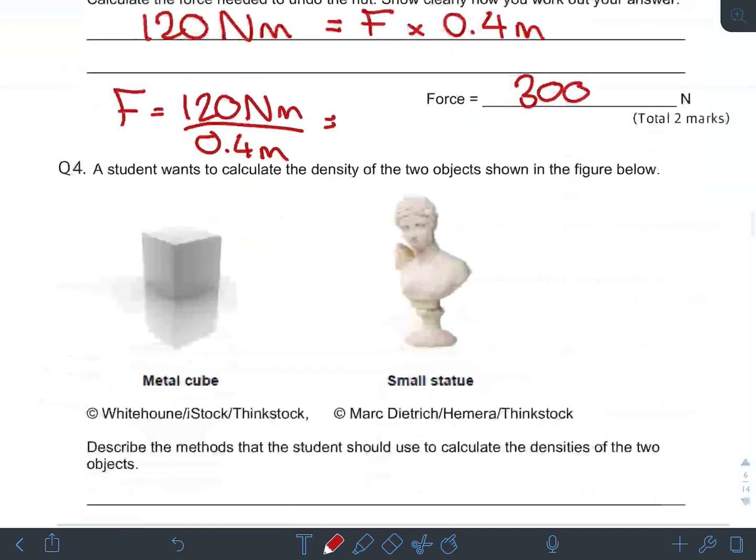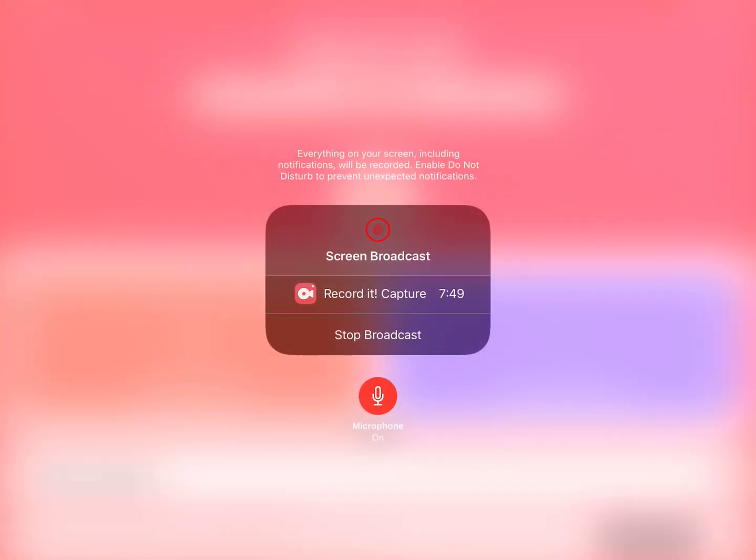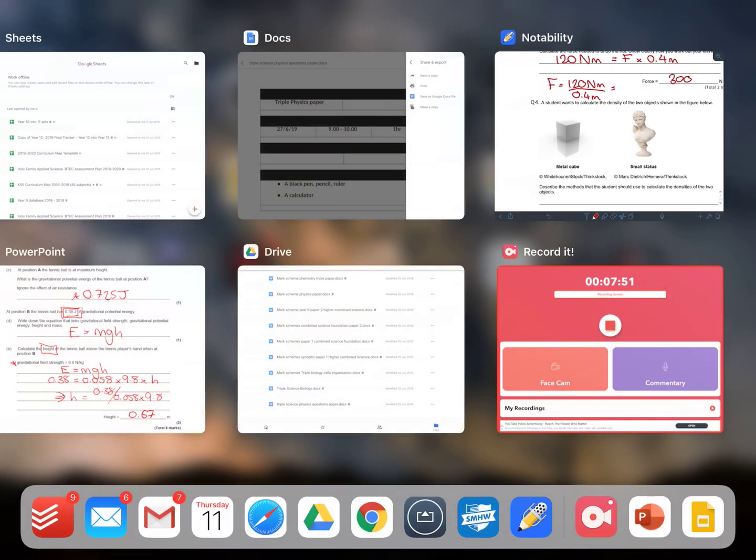Okay, all right, moving on. How much time have I got left? 3 minutes. I might pause there and pick this up in the next one.